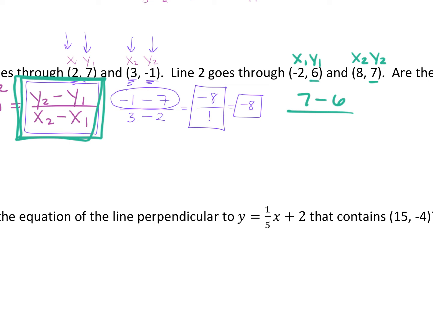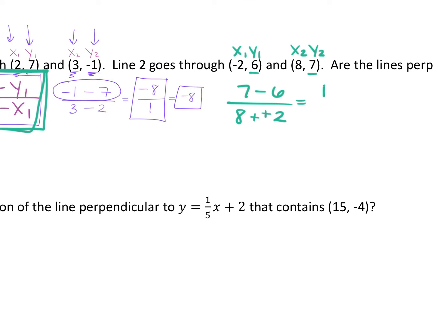It's 8 minus negative 2, which is plus 2, right? 8 minus a negative 2 is 8 plus 2. So if we simplify that, 7 minus 6 is 1. 8 plus 2 is 10. So I get this as my slope.